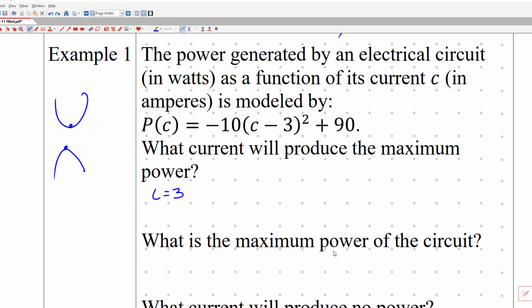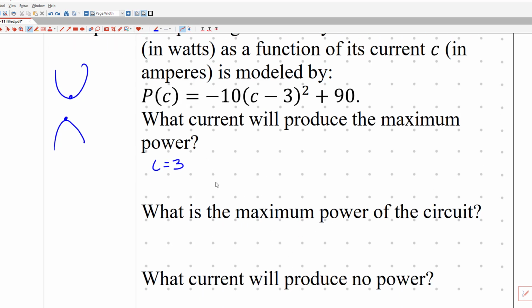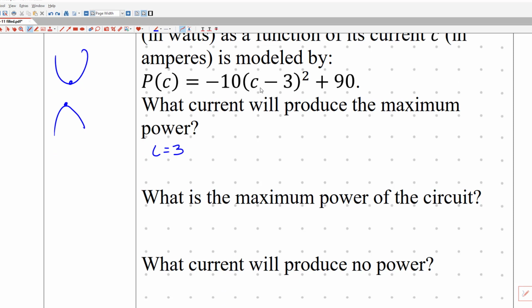What is the maximum power of the circuit? Well, let's do that. So if I plug in 3, what's going to happen? 3 minus 3 is 0. Why do we want this thing to be 0? Because this is going to be multiplied by a negative, which is going to take away from 90. We want this amount here to be as small as possible to take a little away from 90. And what's the smallest thing we can take away? 0. And that makes sense.